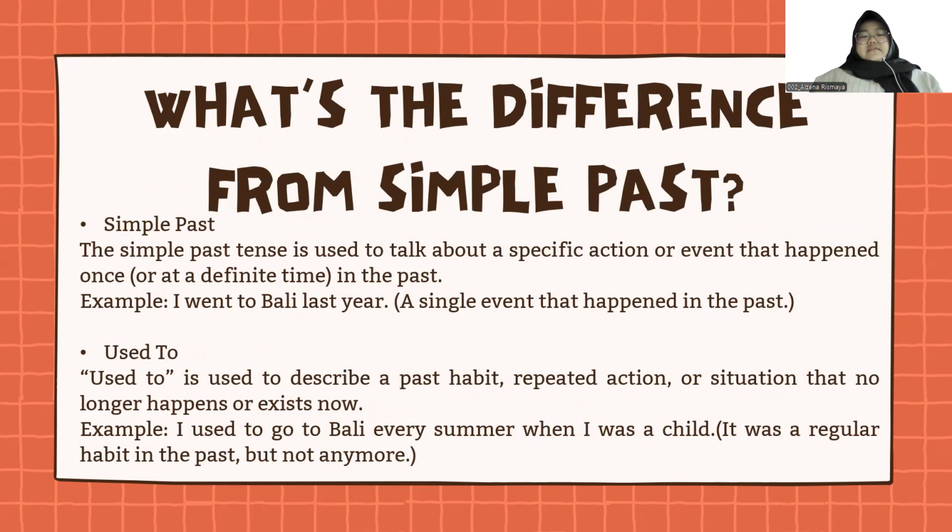So what's the difference from simple past? If you compare, simple past tense is used to talk about a specific action or event that happened once or at a defined time in the past. For example, I went to Bali last year. In my whole life, I just went to Bali last year, once in my life. It never happened again. But with used to, it means that I went to Bali every year, every New Year. It was my routine, but it no longer exists for some reason.